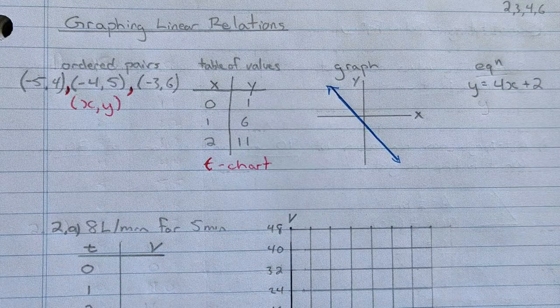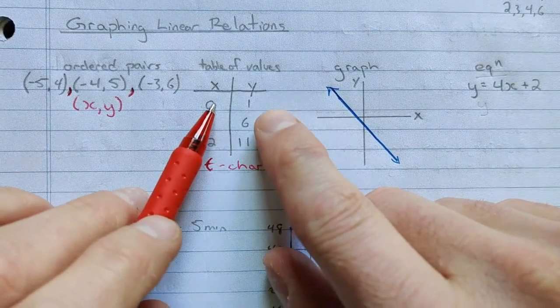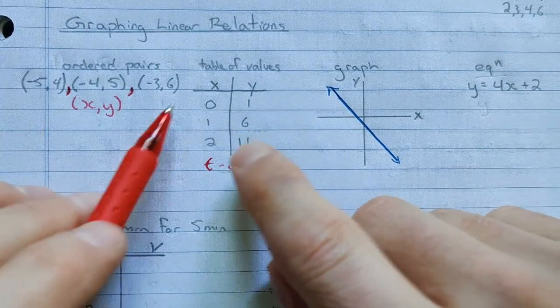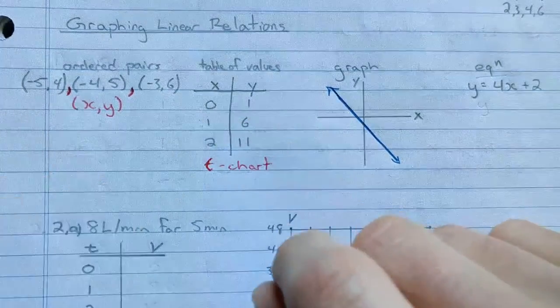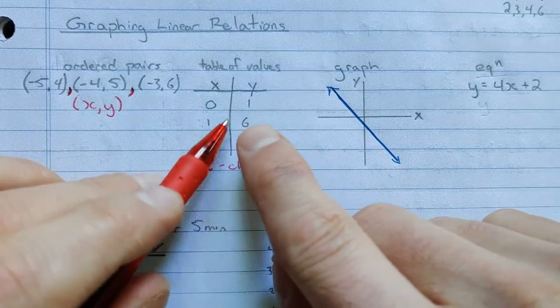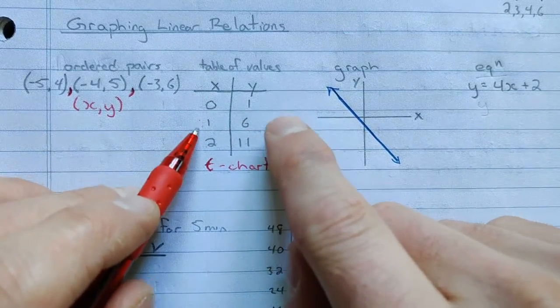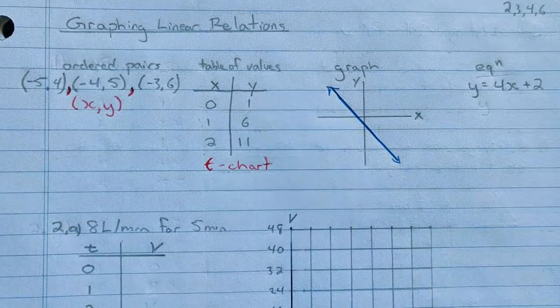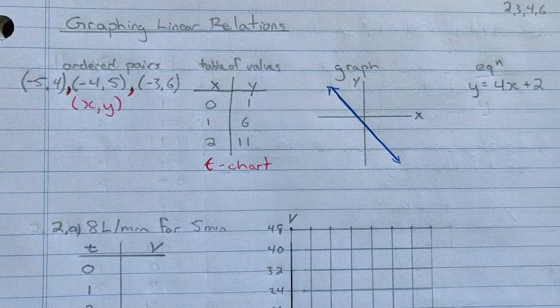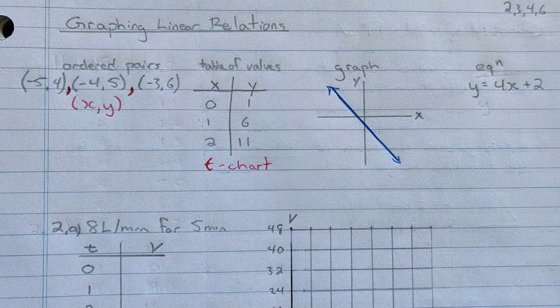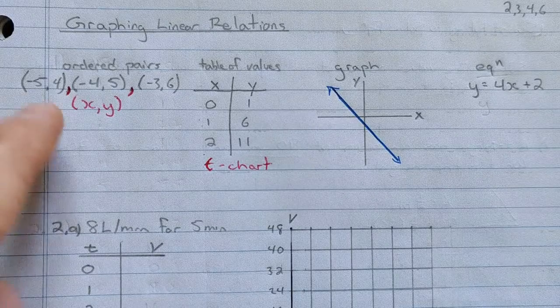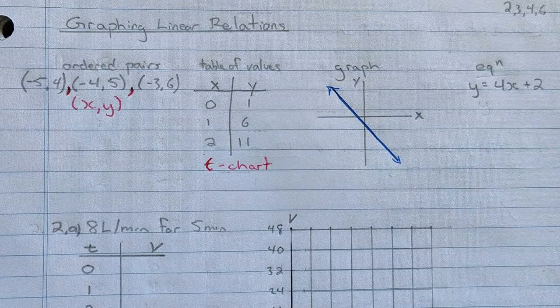Where if you take something that is very similar and make a table of values or a t-chart, you can set up your pairs this way in a vertical manner. So you'd have your x and y value. These could be converted to (0, 1), (1, 6), (2, 11). And that looks a lot neater and easier to follow and read than the ordered pairs method. But it is important to understand what ordered pairs are and that they are giving you an x and a y value in each case.